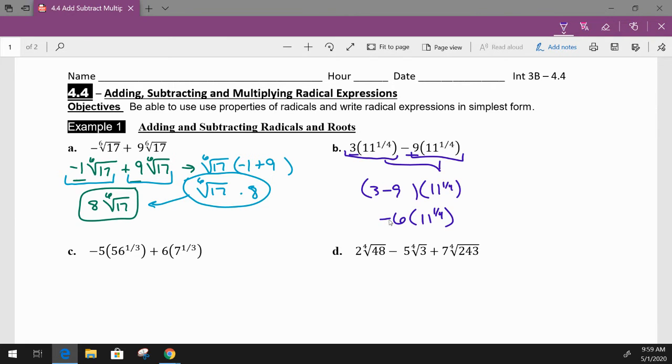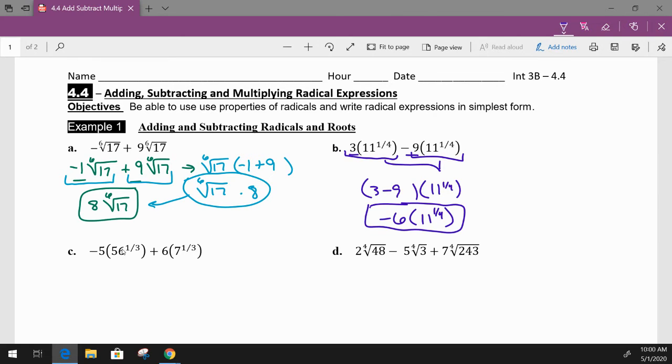So notice that the -6 and the 11 cannot be multiplied together because the 11 has an exponent of 1/4, the -6 does not. So this is also the same as having a fourth root of 11. The -6 is a whole number. The 11 to the 1/4 power is a radical number or irrational number, so that cannot be combined with the -6. All right, so those are ones that already have like radicals or like rational exponents.